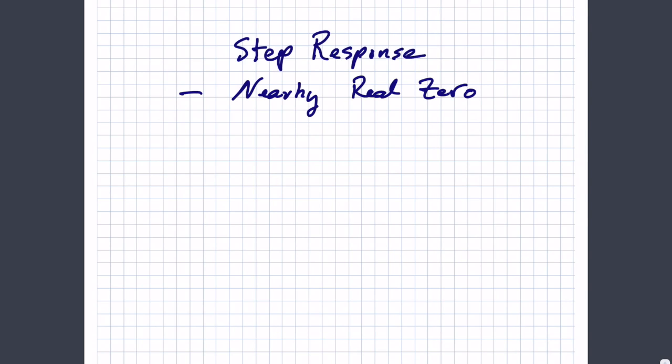Okay, this screencast continues our discussion of step response based on pole locations, where we have a dominant complex conjugate pair of roots, or pair of poles, and yet there's a nearby real zero that's going to affect our response. Okay, so let me draw a picture of what this situation looks like.